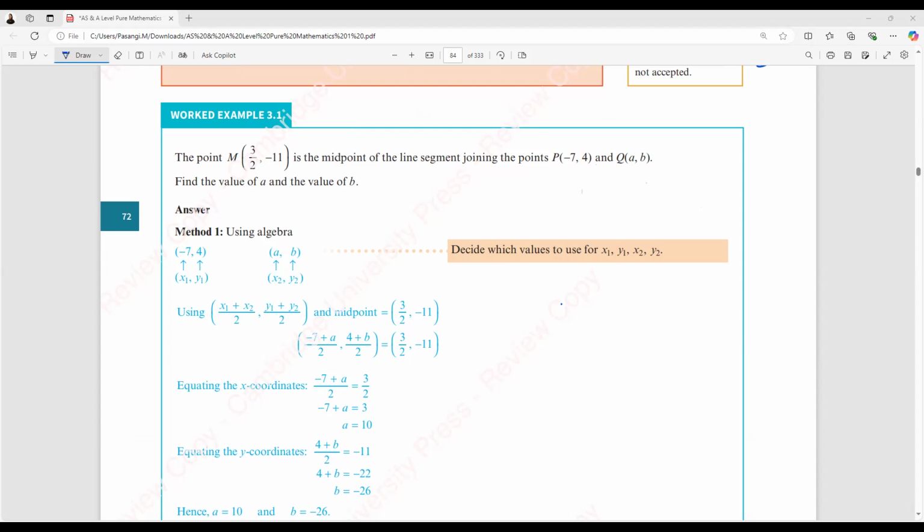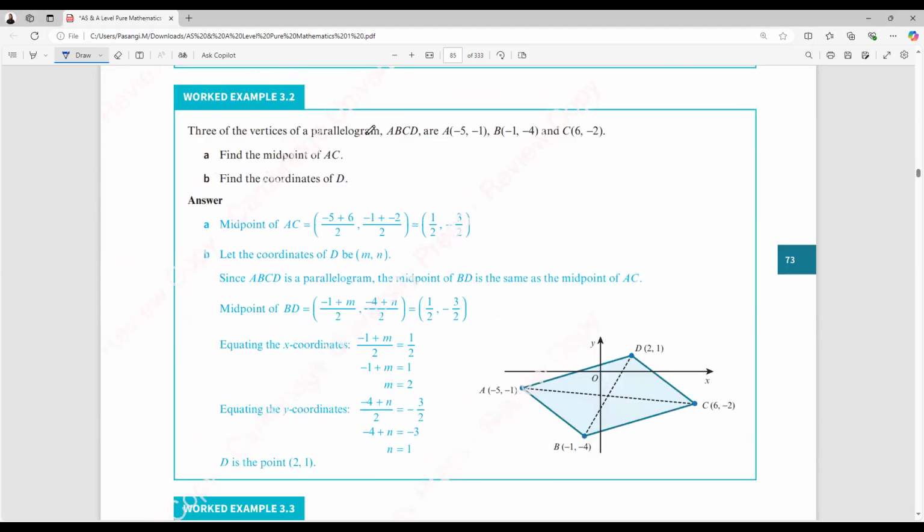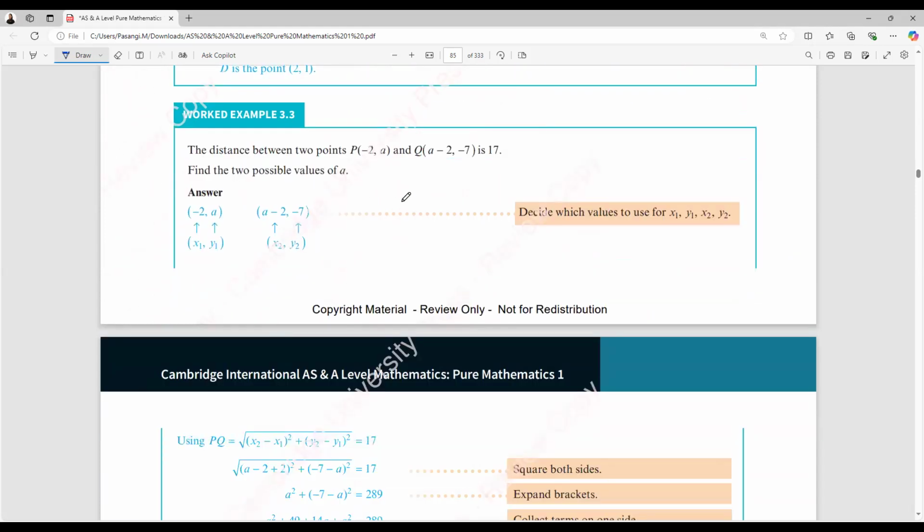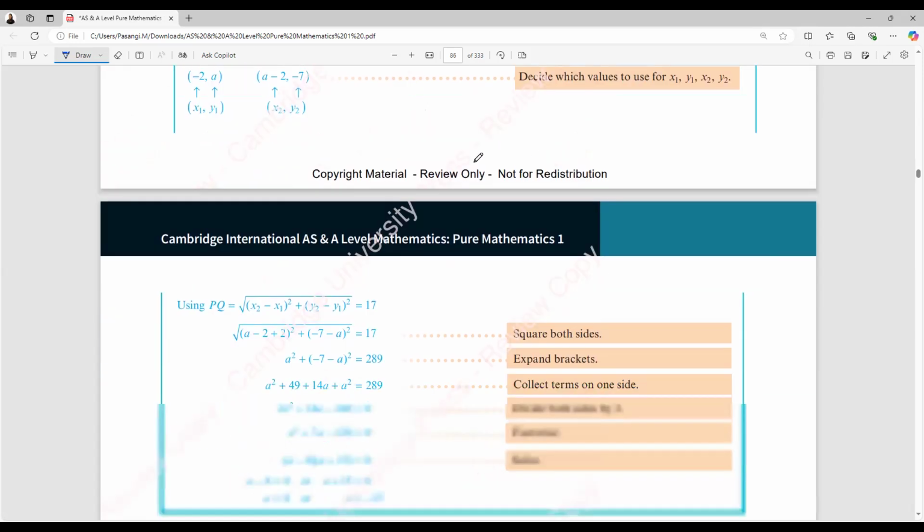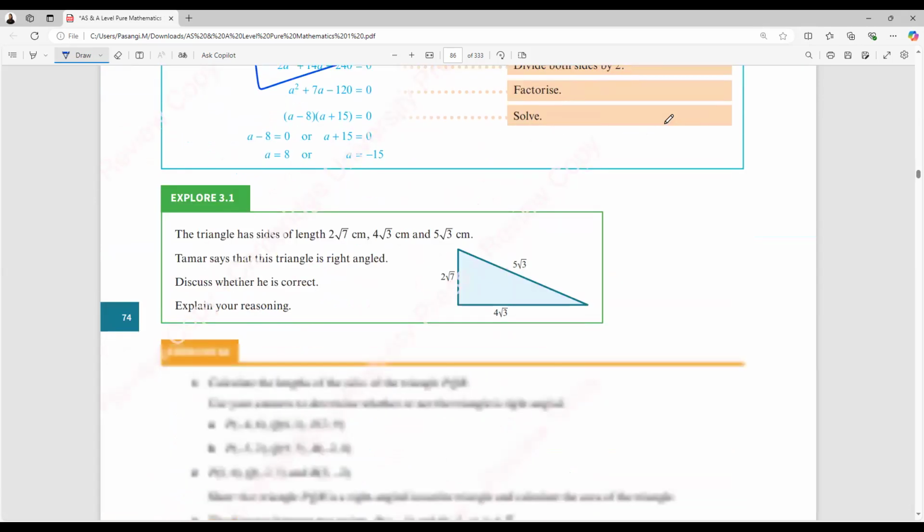Okay, teacher, these ones are done. So 3.1 is also done. There's nothing much. Then what about 3.2? Yeah, that's also fine. Then 3.3, again the distance between 2 points. The only thing here is they have given those 2 points with A, so you have to build an equation, equate it to 17, and find the value of A.